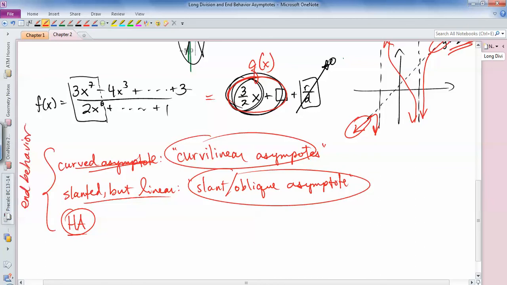Remember, those are different from vertical asymptotes, which don't tell you end behavior. Okay, so there we go. If you watch the next video on synthetic division, I'll basically talk a little bit more about this, but the main idea of the other video is practicing the synthetic division.